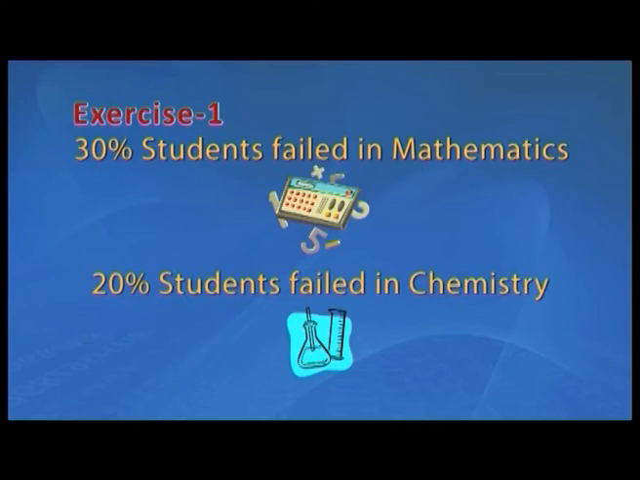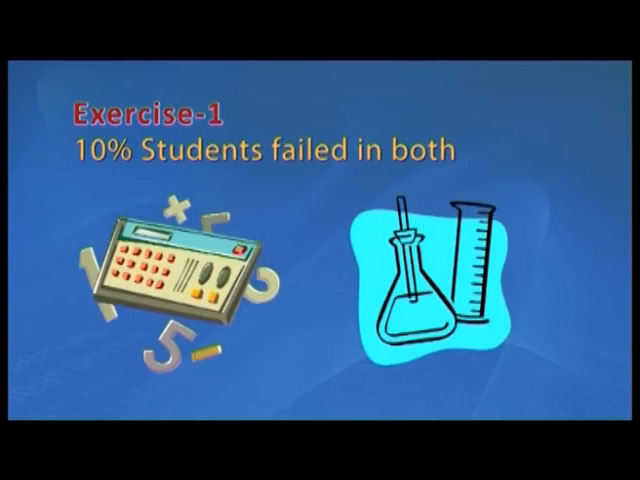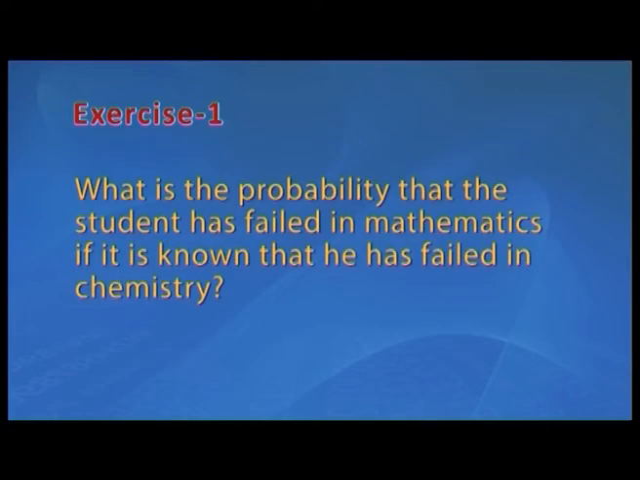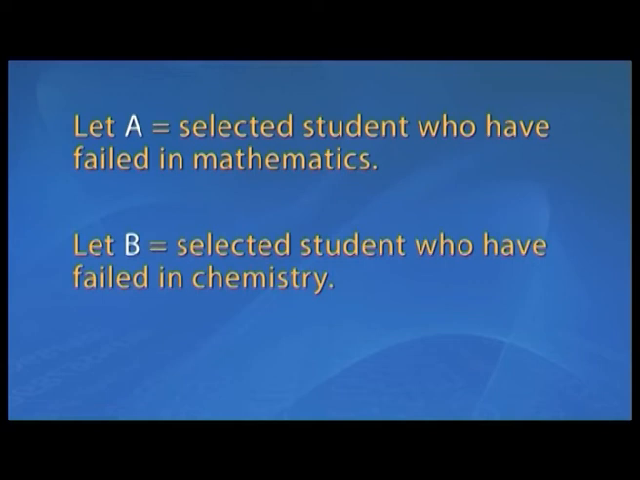Let's take a problem. In an examination, 30% of the students have failed in mathematics. 20% of the students have failed in chemistry, and 10% have failed in both mathematics and chemistry. A student is selected at random. What is the probability that the student has failed in mathematics if it is known that he has failed in chemistry?